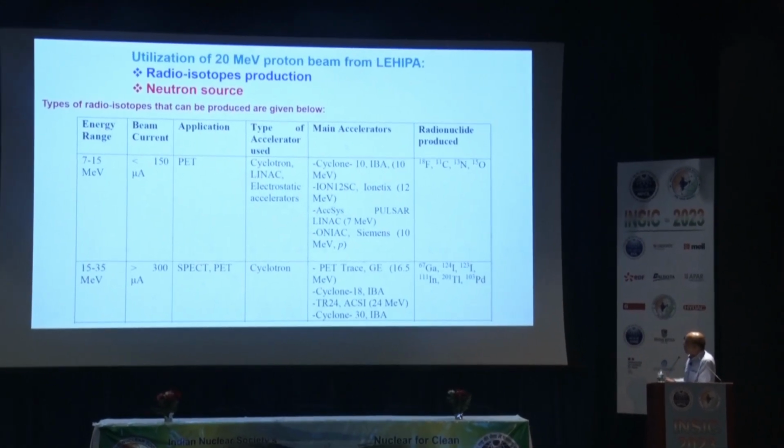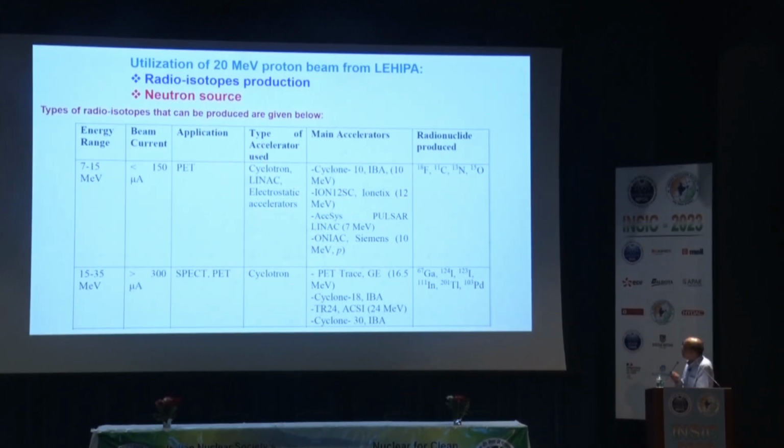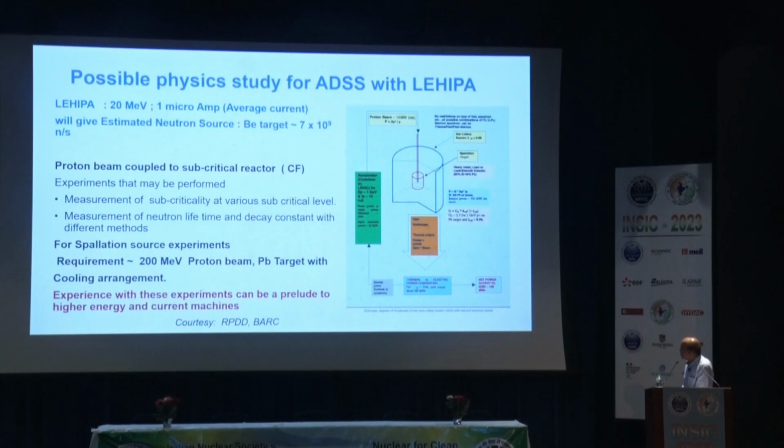These are our future plans to use this accelerator for studies on radioisotope production, and it can be used as a neutron source. We have plans to couple this beam to, that is being explored right now, a critical facility where the neutron lifetime measurements can be done. Subcriticality can be studied at even 20 MeV with the modest current of 1 microampere average.